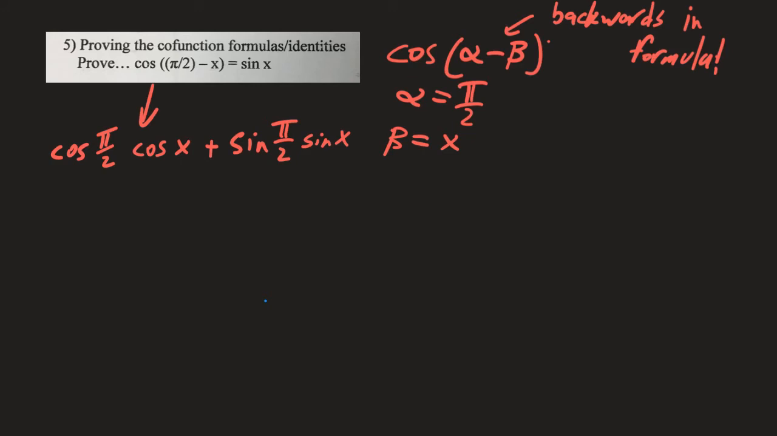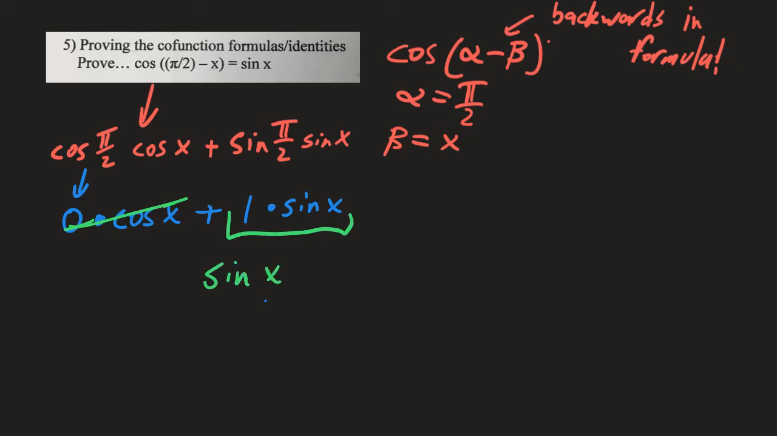And you can see now I've plugged in the pi over 2's and the x's for those spots. Let's see how this simplifies out. Once again, we're going to use the unit circle, and let's find the cosine of pi over 2, which is 0. Cosine x can't really be simplified, plus sine of pi over 2 is just 1 times sine x. Now this first section, because of this times 0, is just going to cancel out, has no value. And finally, I'm just left with sine x.